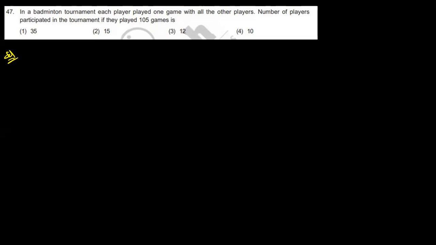So what is the concept here? The number of players we don't know, so suppose we take x or n, anything. The number of games played means nC2. How many persons participate in playing a game? 2 persons. Okay. nC2 is equal to 105. Simple, that is the answer.